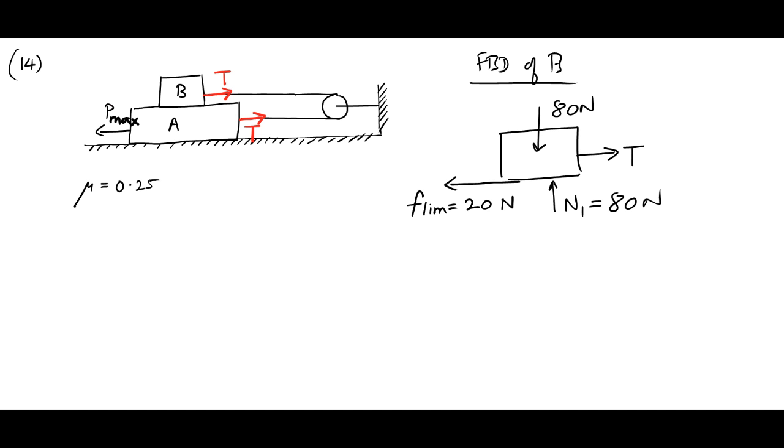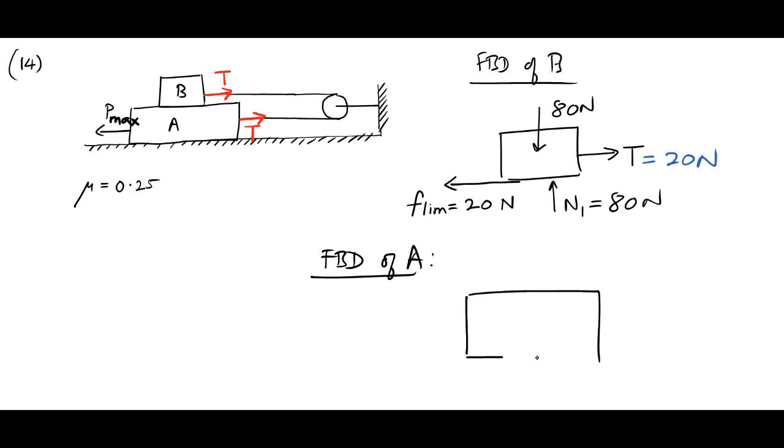Now sigma Fx is equal to 0, as I just said. It implies that T equals 20 newtons. Go to the other block and draw its FBD. The FBD of block A. So here the block is here. The block weighs 160 newtons, and the same tension acts in the string, so it's the same tension as this. It's going to be 20 newtons. T equals 20 newtons.